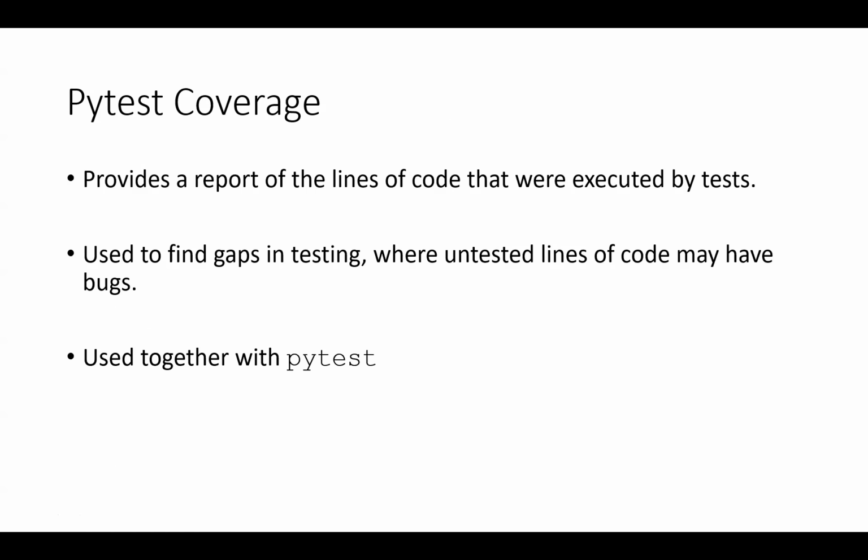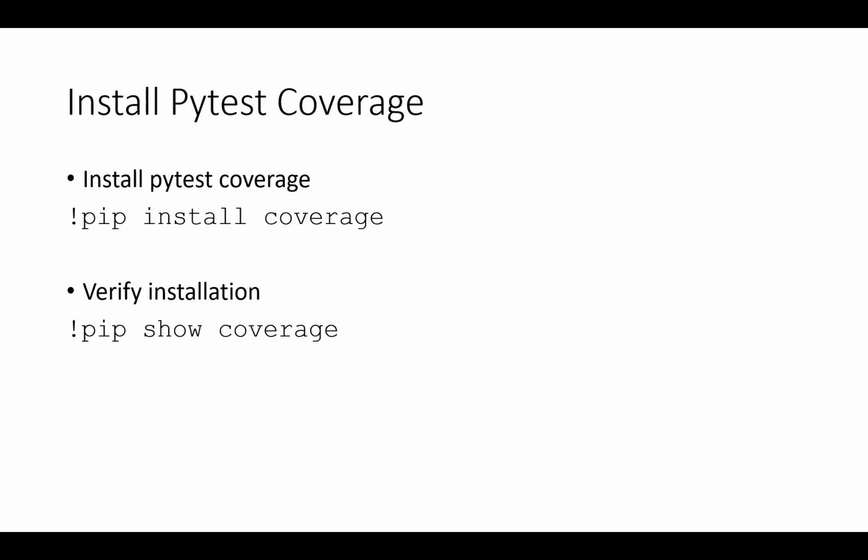All right, so the last thing I want to look at is PyTest coverage. Now, what PyTest coverage does is it reports on the lines of code that were tested when the test was executed, right? And this could be used to help identify if any lines of code were untested during your PyTest, right? So again, just like PyTest, you need to install coverage. So you will do pip install coverage. And then you could verify installation by doing pip show coverage.